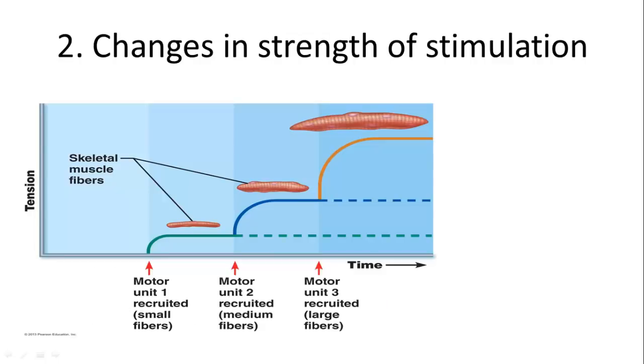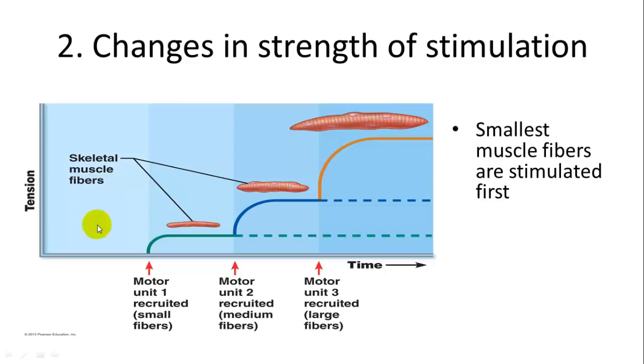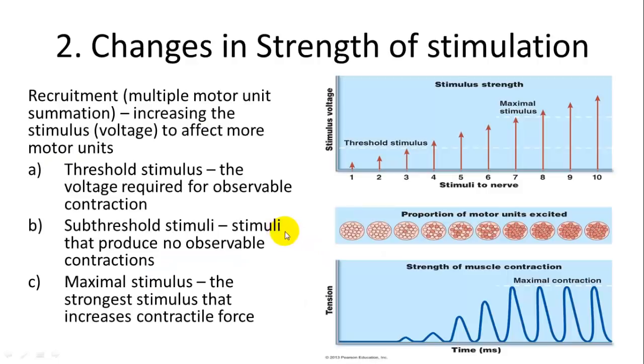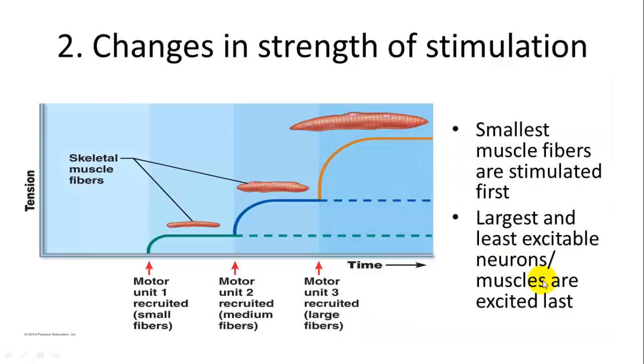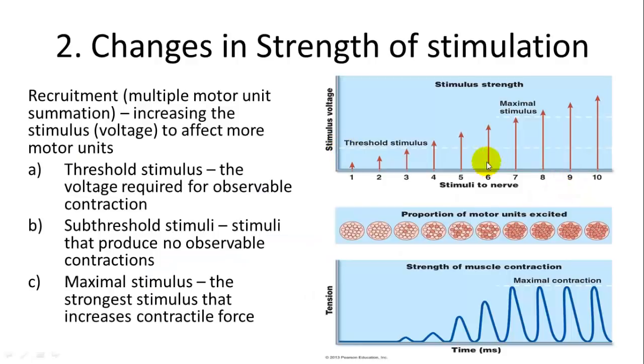Okay, the smallest muscle fibers are generally stimulated first, so they would be on this end. The largest, and least excitable, are last, so they would be on this end.